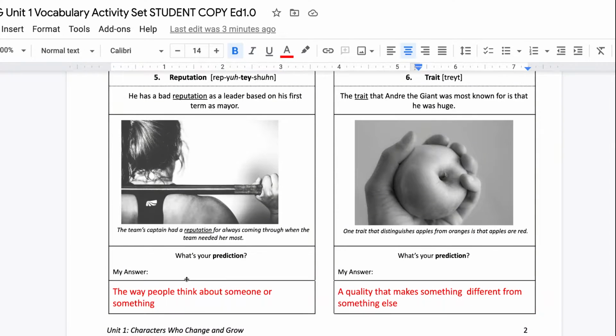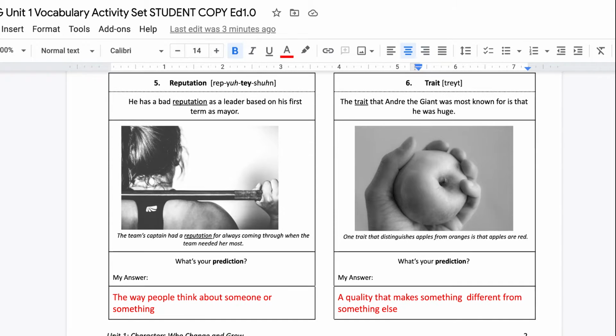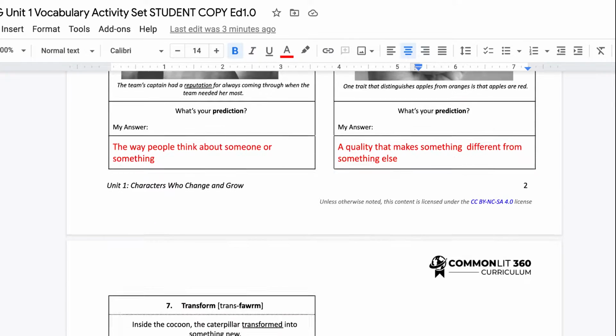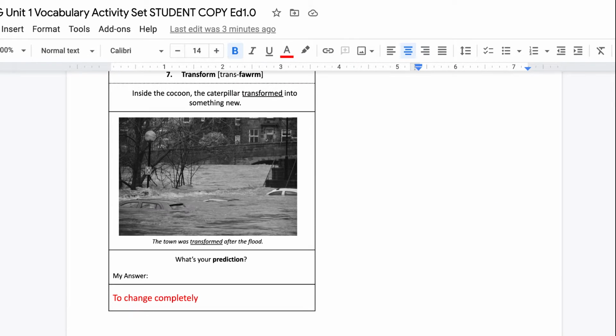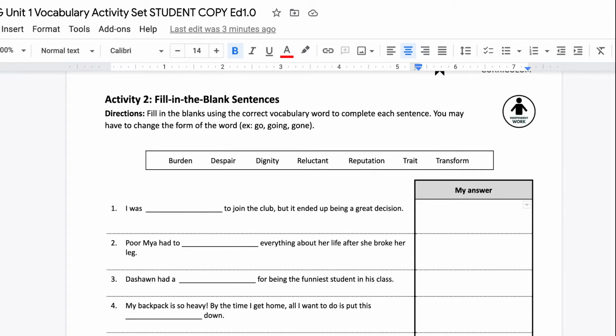Number 5, the word is reputation. And the answer is the way people think about someone or something. Number 6 is the word trait. And we've talked about this word quite a lot when we talk about character traits. This is a quality that makes something different from something else. And then number 7 is transform, and it means to change completely. So make sure that you have all these definitions written down because you're going to use these when you go into work on activity number 2, which is the fill in the blanks.